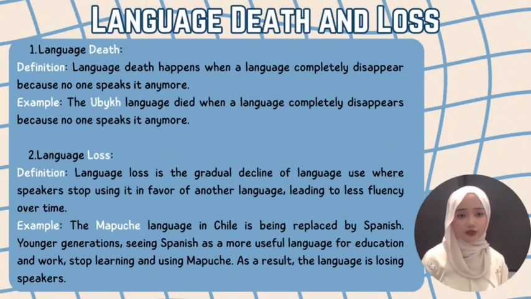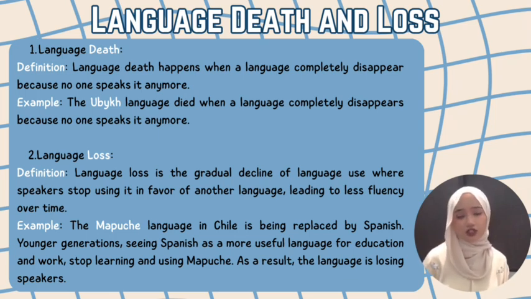Now moving on to language death and loss. Language death refers to the complete disappearance of a language when it is no longer spoken by any individuals. A notable example of this is the Ubykh language, which became extinct after the last fluent speaker passed away in 1992. Another example is Ayapaneco, a language spoken in Mexico.